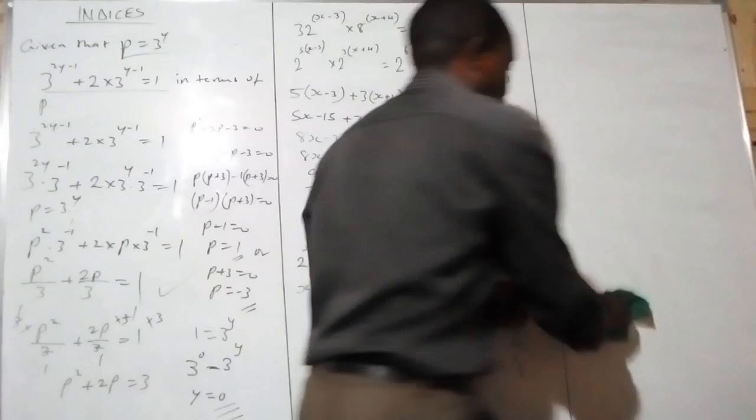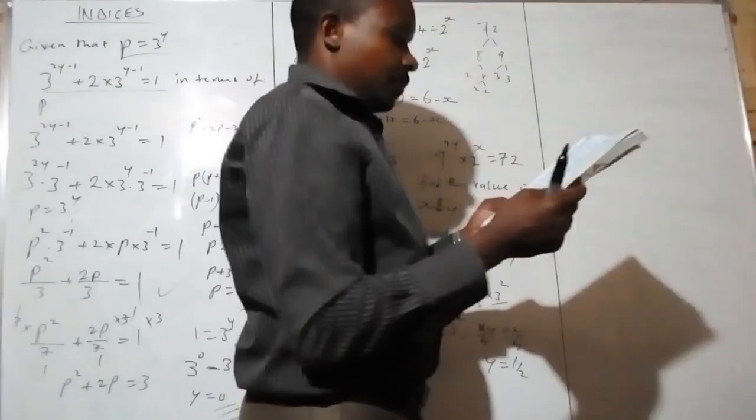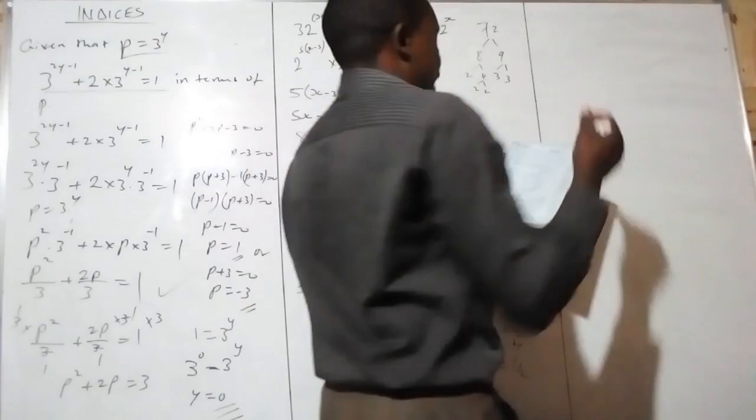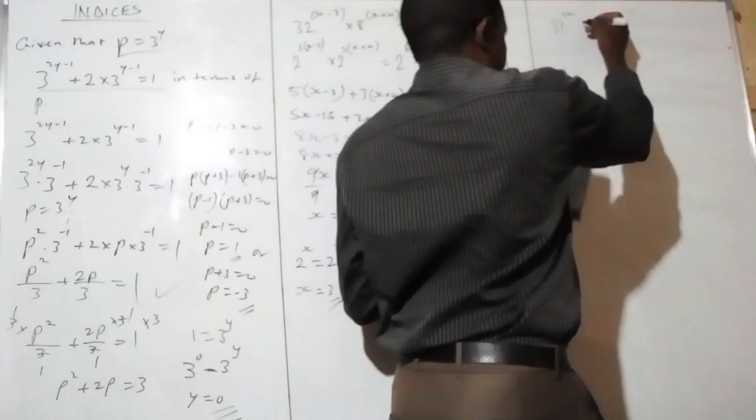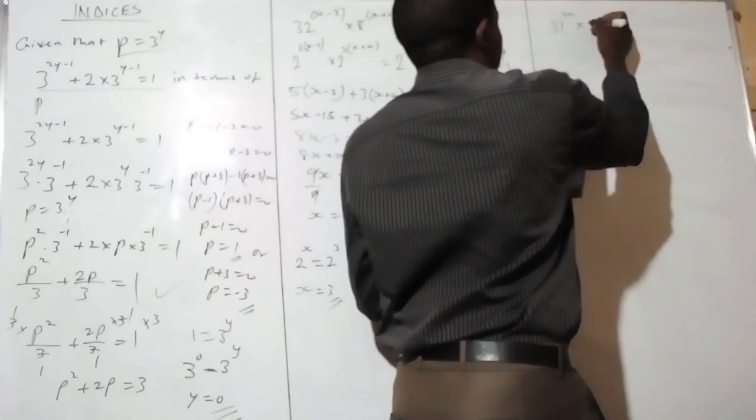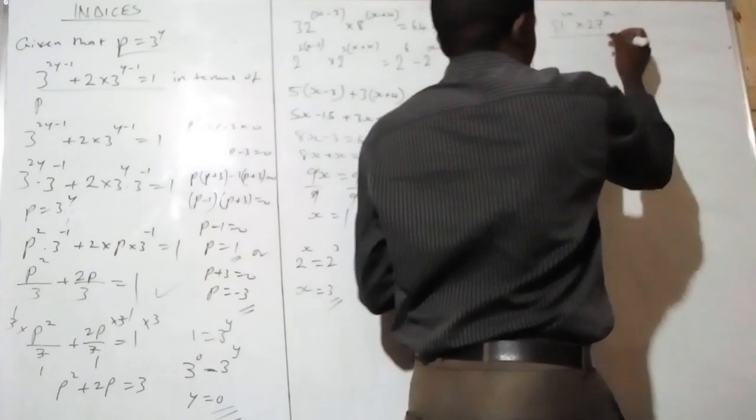Next, you've been given 81 raised power 2x times 27x all over 9x is equals to 729.